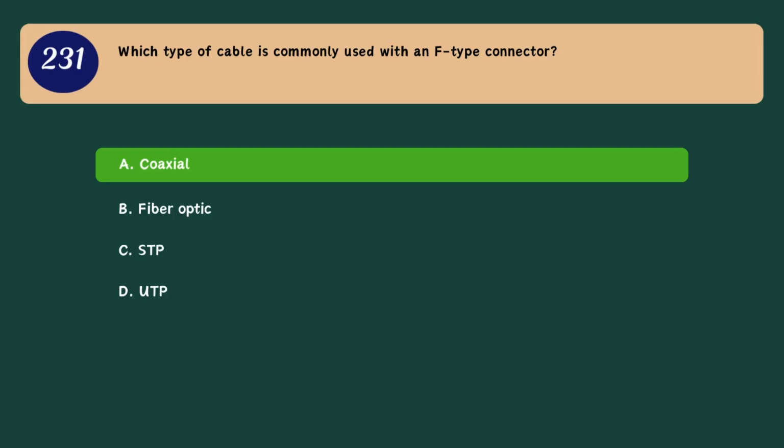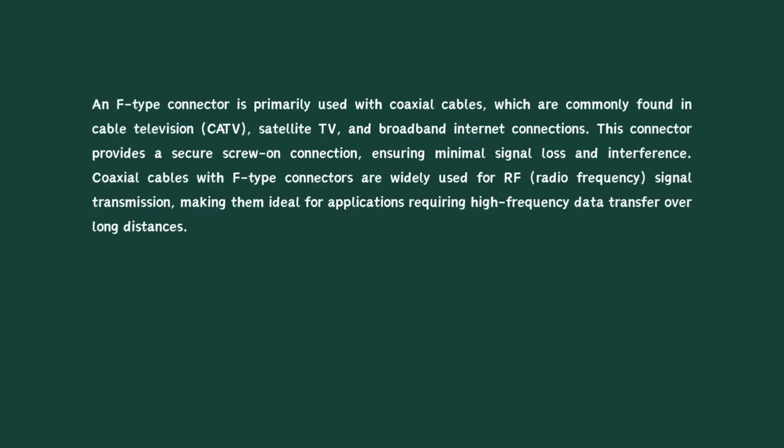Correct answer: A. Coaxial. An F-type connector is primarily used with coaxial cables, which are commonly found in cable television, satellite TV, and broadband internet connections. This connector provides a secure screw-on connection, ensuring minimal signal loss and interference. Coaxial cables with F-type connectors are widely used for RF (radio frequency) signal transmission, making them ideal for applications requiring high-frequency data transfer over long distances.